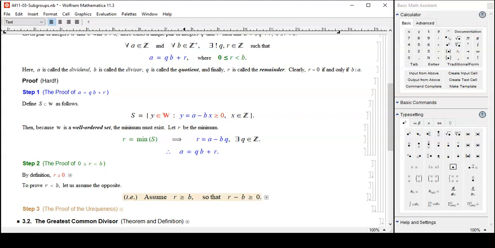Does it help? It's going to be really hard to see anything, so let me give you a hint. R is greater than or equal to B, so that R minus B is greater than or equal to 0. Consequently, R minus B is greater than or equal to 0. That's what we got. Does it help? Does it really? Well, I don't blame you if you don't see anything here. Let me give you a further hint.